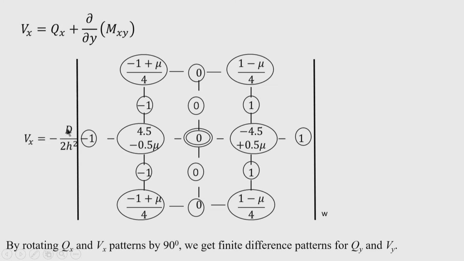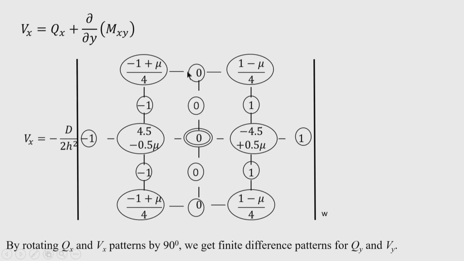So, the effective shear force expression is this, stencil is like that, that is in the horizontal line along the center you are getting center value is 0, towards the right hand side you are getting minus 4.5 plus 0.5 mu, mu is the Poisson ratio, and then you are getting 1, then towards the left hand side you are getting 4.5 minus 0.5 mu, then minus 1. Here also you are getting this antisymmetric pattern, very clearly it is observed.